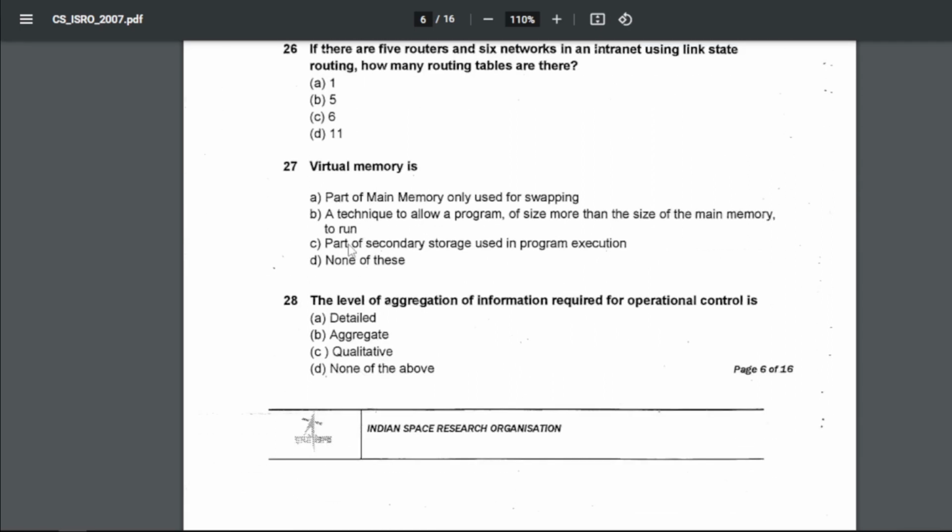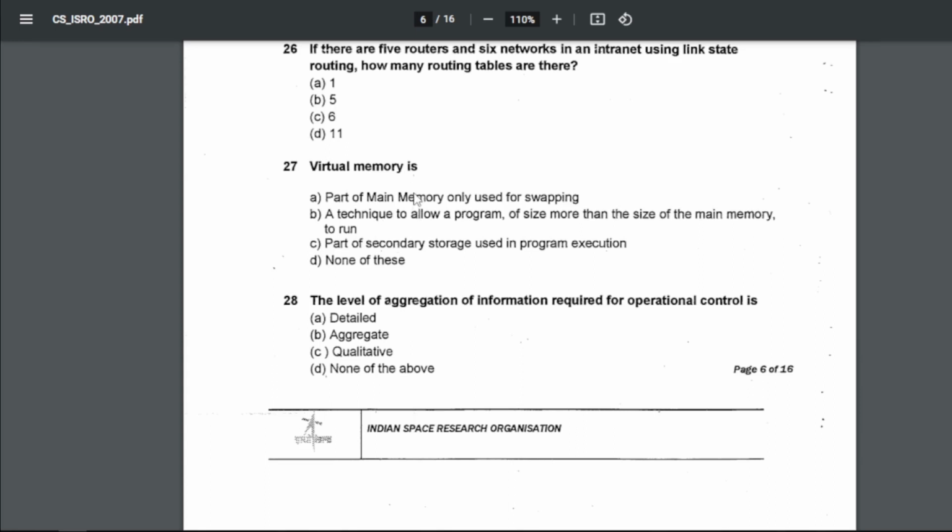Now, what is virtual memory? Virtual memory is a technique to allow a program of size more than the size of the main memory to run. So this will be the correct answer for this.